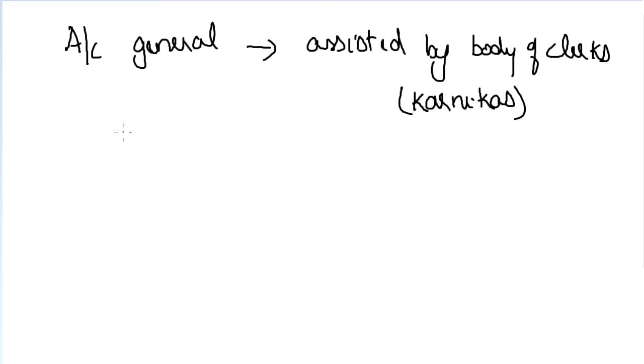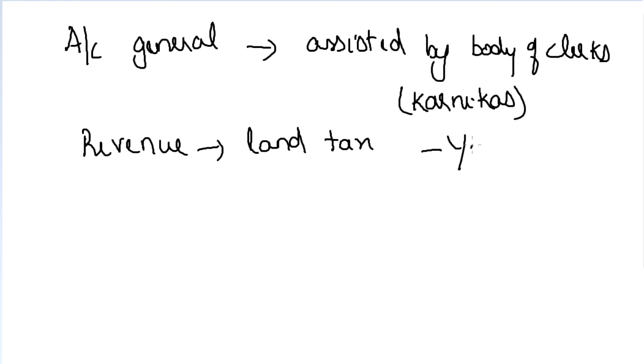The chief source of revenue was land tax, which was 1/6 to 1/4 of the produce. The land tax was collected at 1/6 to 1/4 of the produce and was collected by a revenue officer.